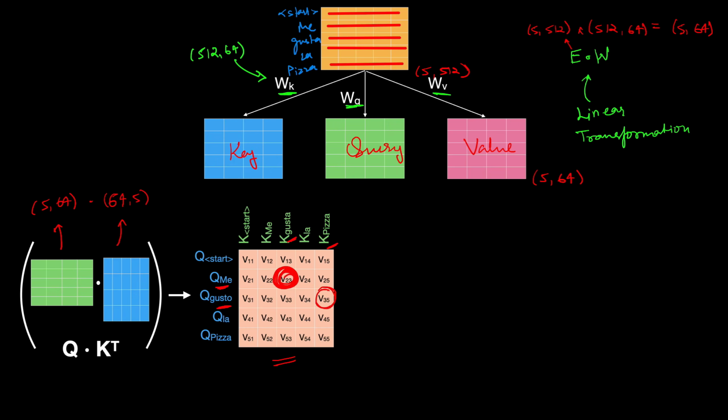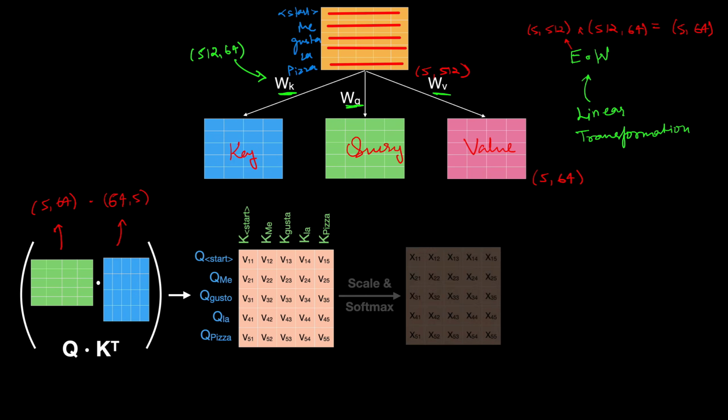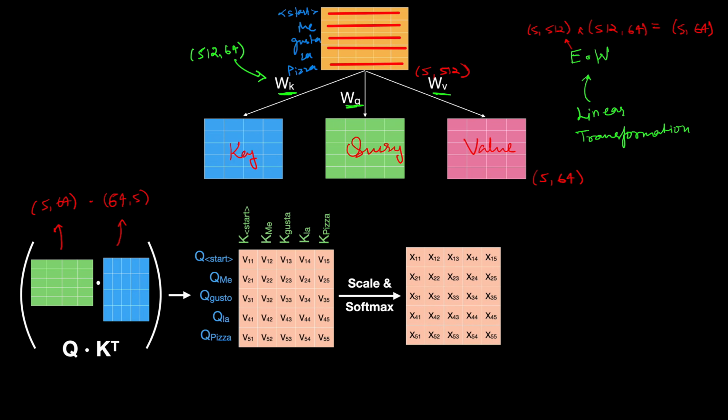So there can be a high similarity score between the word "gusta" and "pizza." Now these similarity scores undergo a scale and softmax operation, where we scale these individual scores by dividing them by the value 8. Now why this value 8? I have covered this in a separate dedicated video. You can check that out by clicking on the upper I button.